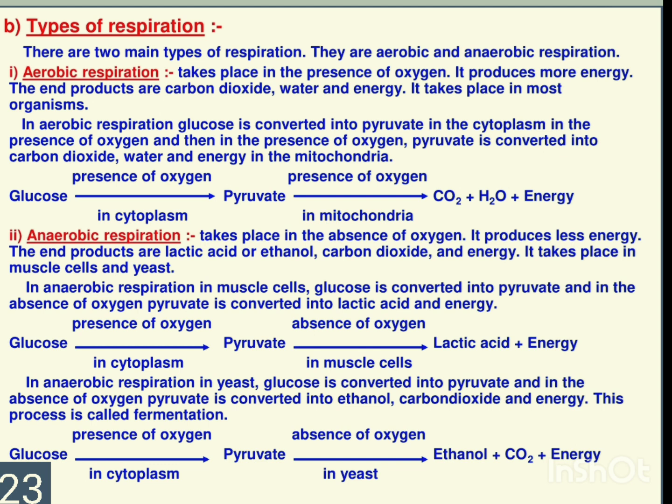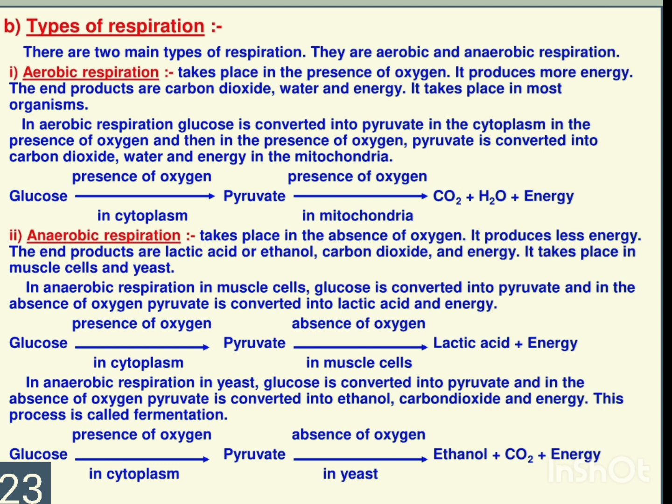Here, glucose is converted into pyruvate in the cytoplasm, whereas pyruvate is converted into lactic acid and energy in the absence of oxygen in the muscle cells. The first step happens in the cytoplasm, then the next happens in the muscle cells. In the cytoplasm, oxygen will be there, and in the muscle cells, there will be no oxygen.